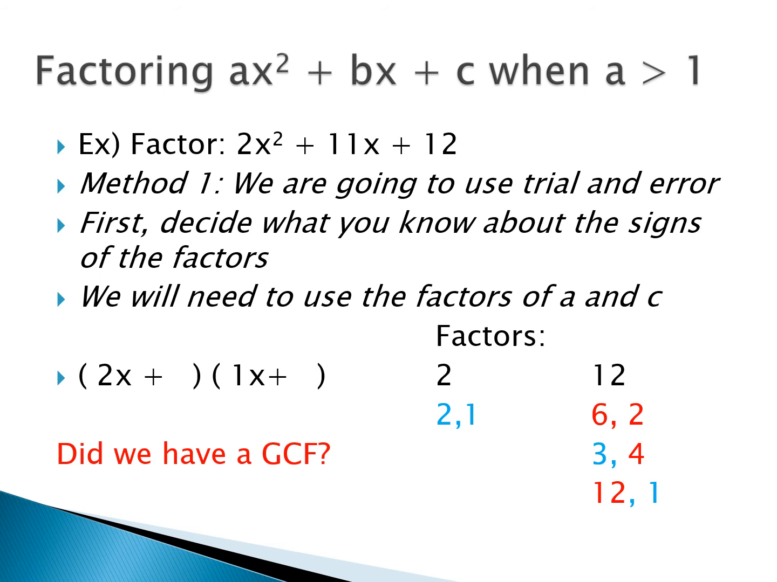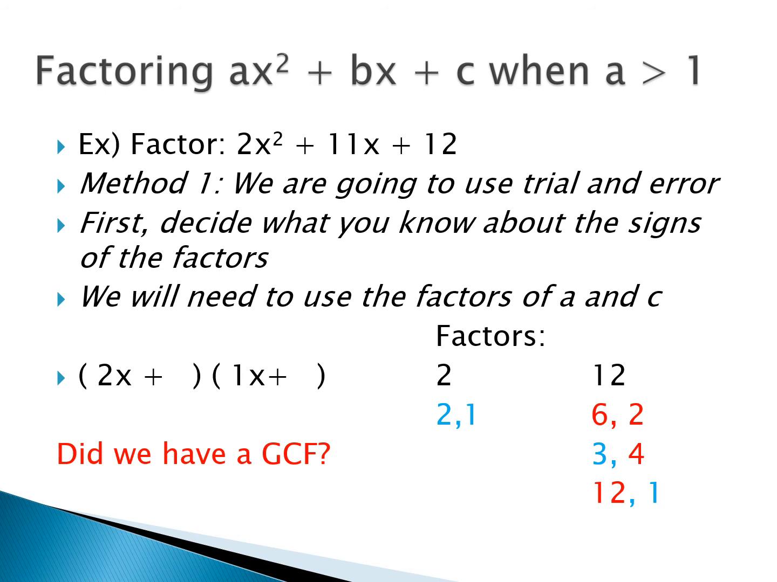So the first numbers are going to have to be 2x and 1x. Those are the only factors of the number 2. And so to get 2x squared, I have to have those first two numbers be 2x and 1x. Now for the second blanks, there are going to be some factors of 12. And whatever factors of 12 they are going to be, when I FOIL it out with the 2x and the 1x, it's going to combine to give me a like term of 11x in the middle. So I've really got 3 pairs to play around with here.